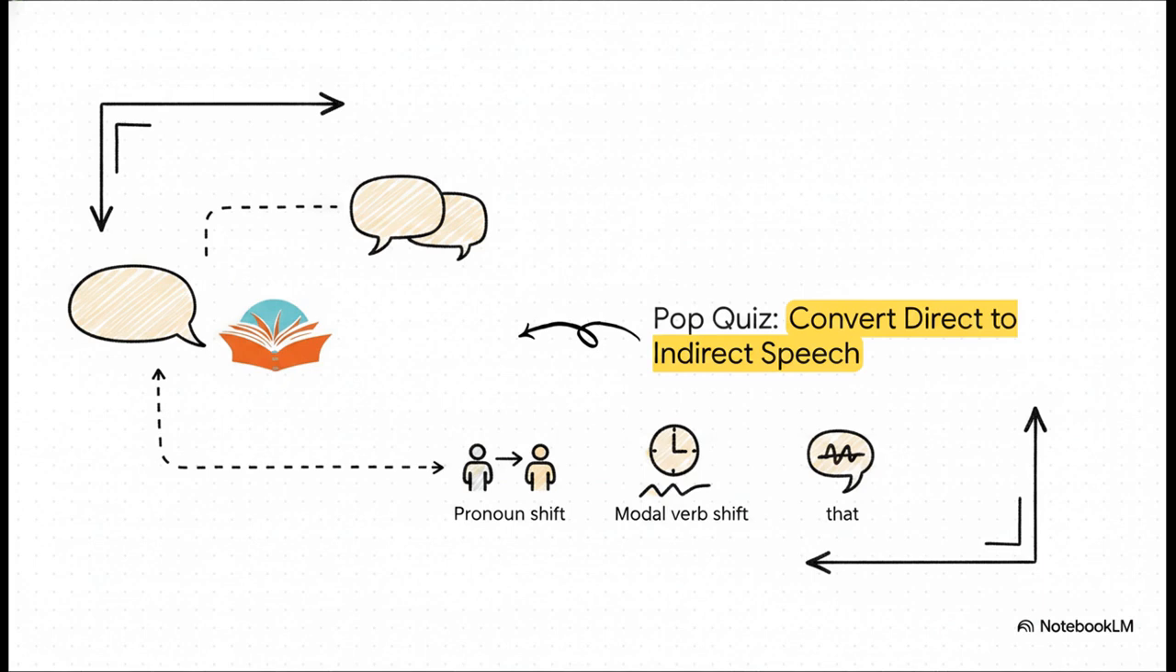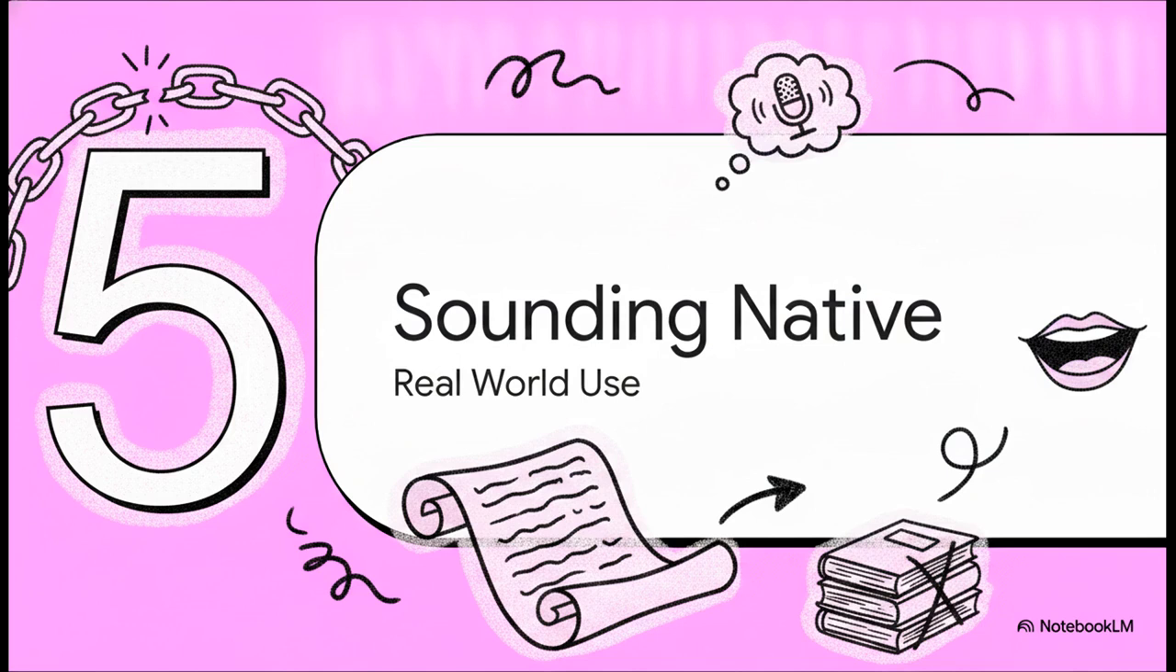All right, let's put all this into practice with a quick virtual pop quiz using this actual worksheet. Question 1. The direct speech is, I will finish my homework, she said. Think about the rules. We need to shift the pronoun, shift the modal verb, and add that. So if we apply our masterclass rules, it becomes, she said that she would finish her homework. Did you get it right? I hope so. Finally, we arrive at Section 5.